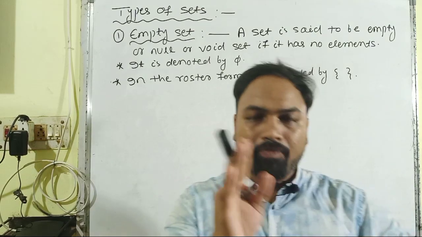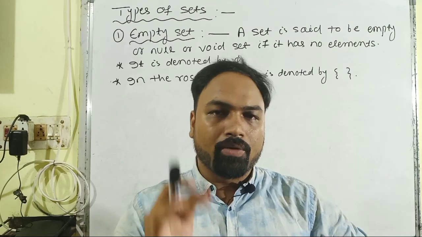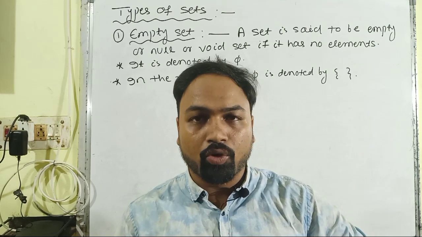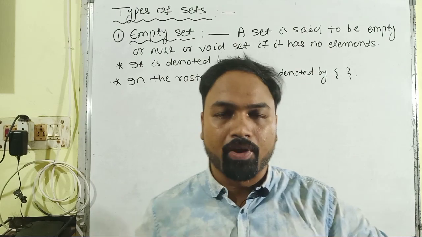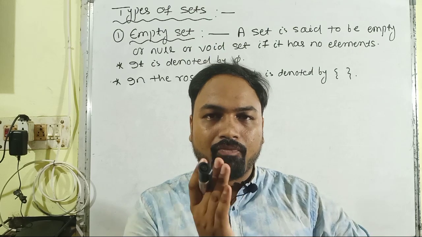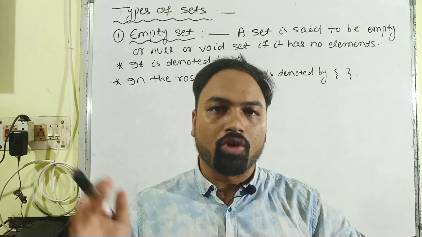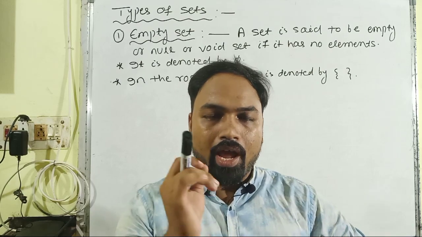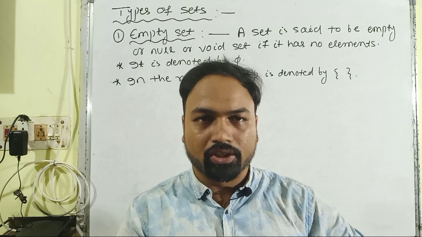So the first type is the empty set. Let us discuss the empty set. First of all, what is the empty set, or what is the definition of empty set? An empty set is otherwise called a void set, and also it is otherwise called a null set. So an empty set can be called a void set or a null set.